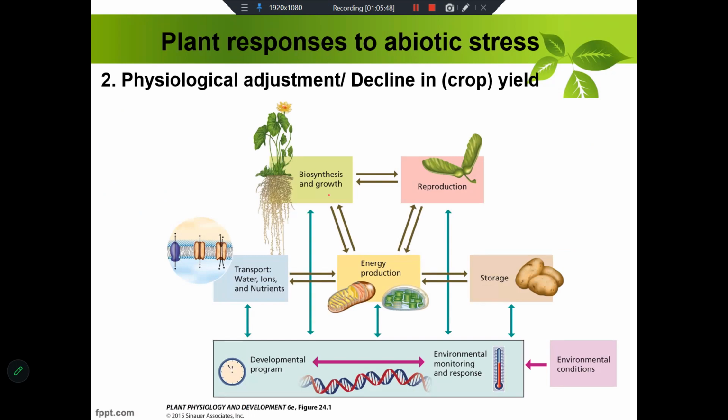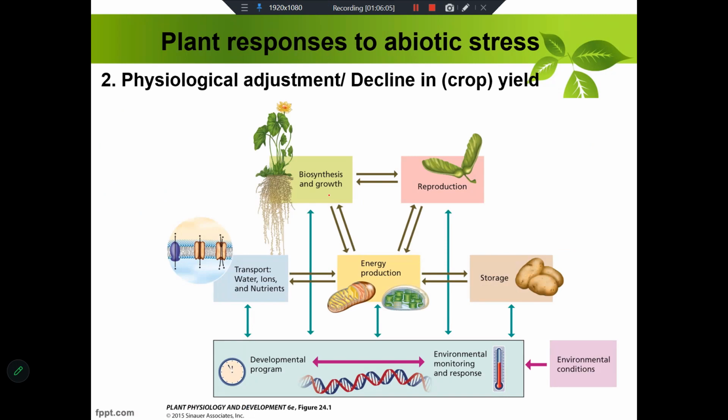So the second way is by physiological adjustment. Plants can do different physiological adjustments and then respond to the abiotic stress. Here you can see in this picture.